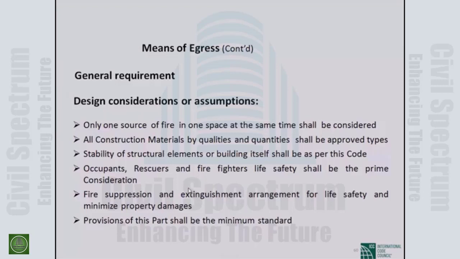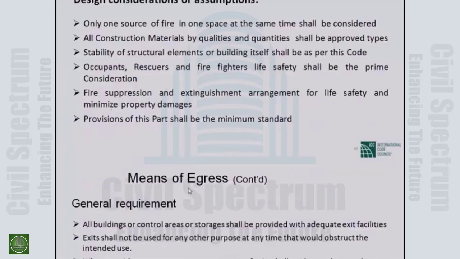That is to minimize property damage. That is not for life safety, it is a minimization of property damage. That is not the main life safety issue. Provision of this part shall be the minimum standard. So whatever I talk about in this standard, about the egress system, that is the minimum standard. You can go up to any value. That is the requirement of the owner of the building. But up to this, you have to follow. It shall be followed for designing these things.